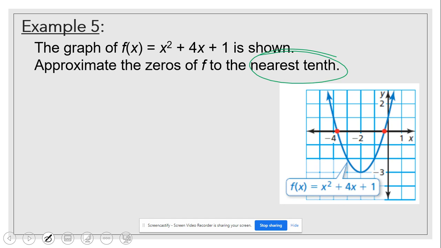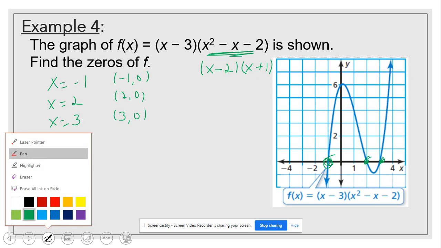Again, now they're just asking you to approximate the zeros to the nearest tenth. So now we don't have exact values here, but we want to approximate what each of those values are. So again, this is just a guess. But if we took it to the nearest tenth, I would say your x values are -3.8 right here, because it's a little bit shy of 4. And then x equals probably about -0.2. And again, as points, these would be (-3.8, 0) and (-0.2, 0).